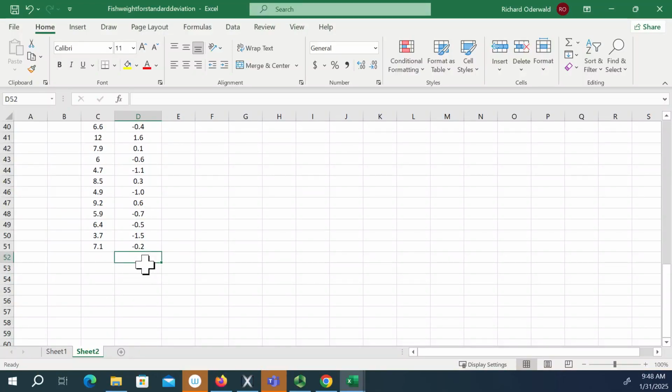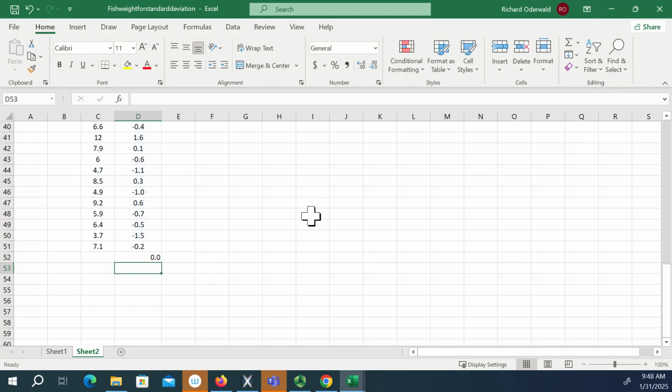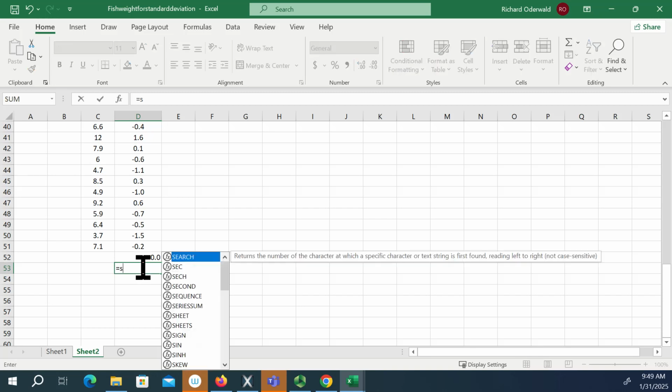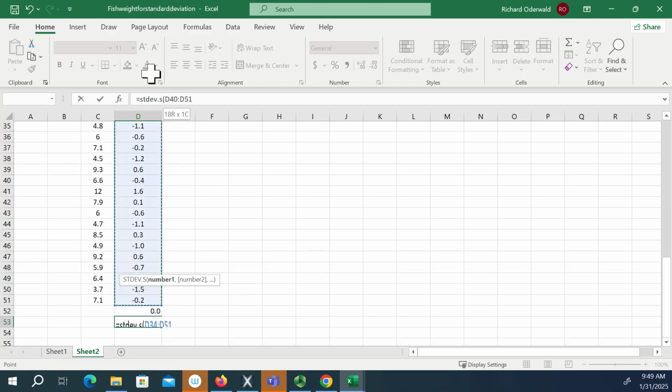Calculate the average for these z-scores. Go to the bottom of the list and do equals average. Should be 0. Now we're going to do the standard deviation of the z-scores. Equals STDEV.S, paren, and then mark all the z-scores.